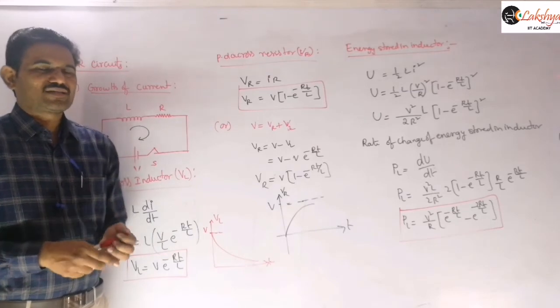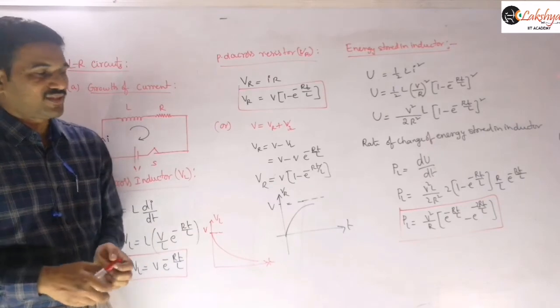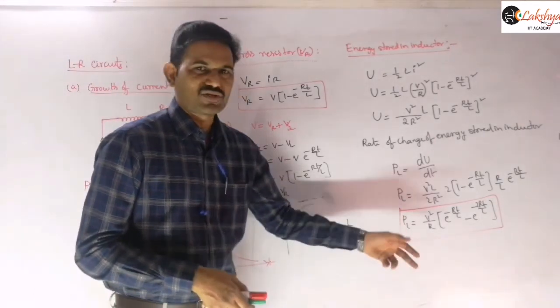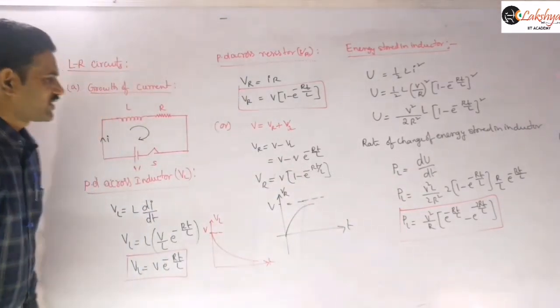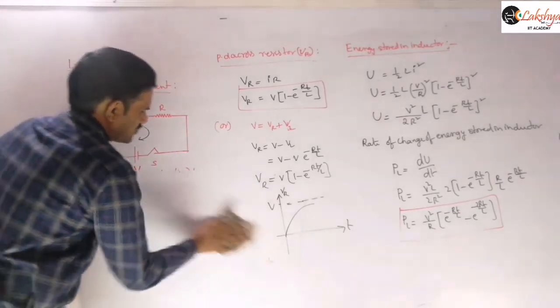Now they will ask when the rate at which energy is supplied to the inductor will become maximum. When will this value become maximum? That is the question they will ask here. For that, just mention that if the PL value is maximum, then its differentiation should be equal to 0.